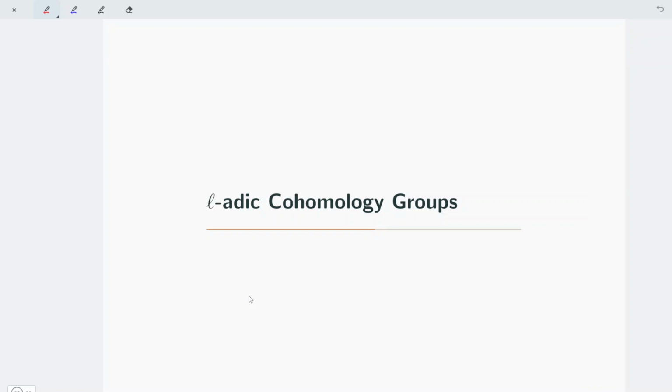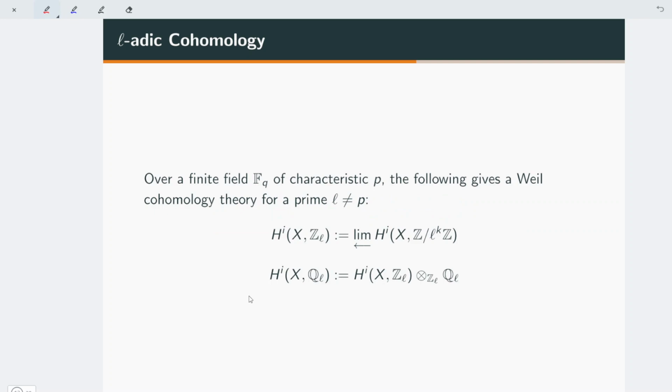So speaking of the Weil conjectures, let's talk about the l-adic cohomology groups. These are a variant on the Etale cohomology that were really the central ones in proving the conjectures. So for this cohomology, we're going to be working over a finite field F_q. So q is the number of elements, some power of a prime p. So p is the characteristic.